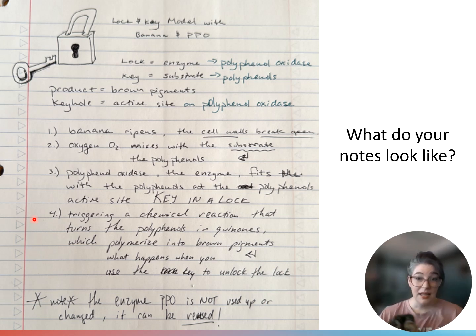Now, something that I want to make sure that we are revisiting and not ignoring, the enzyme PPO, polyphenol oxidase, it doesn't get used up. And so it can be reused. It's why the banana will keep ripening. The longer you let this sit, the more brown pigments you will see. And that's going to change how it looks. So if we did another I notice and I wonder in 15 minutes from now, what would you expect to see? More brown pigments. And that would continue over time.